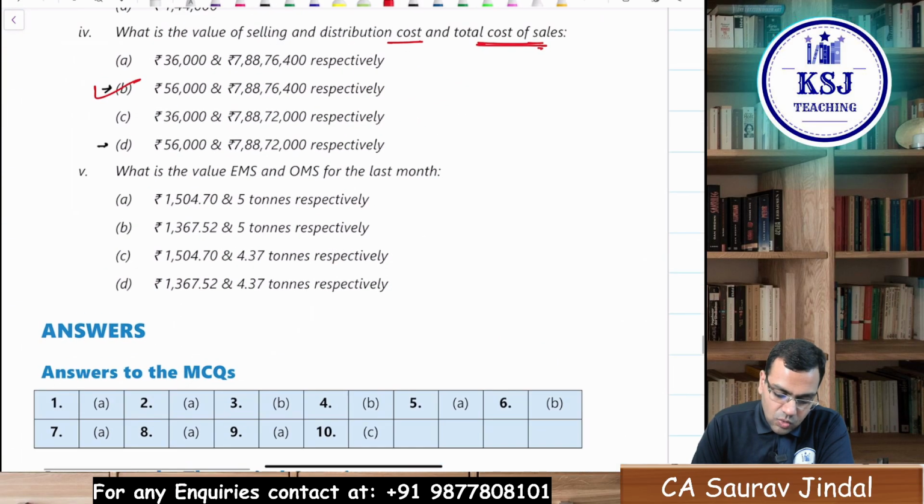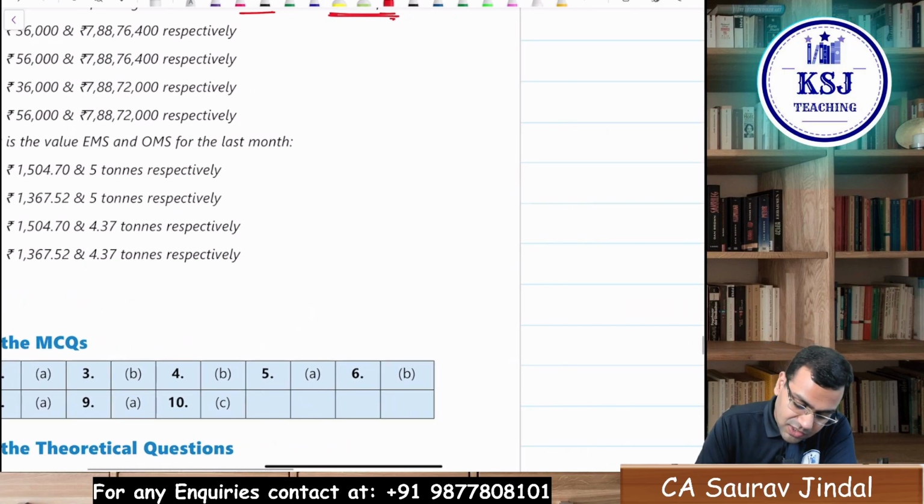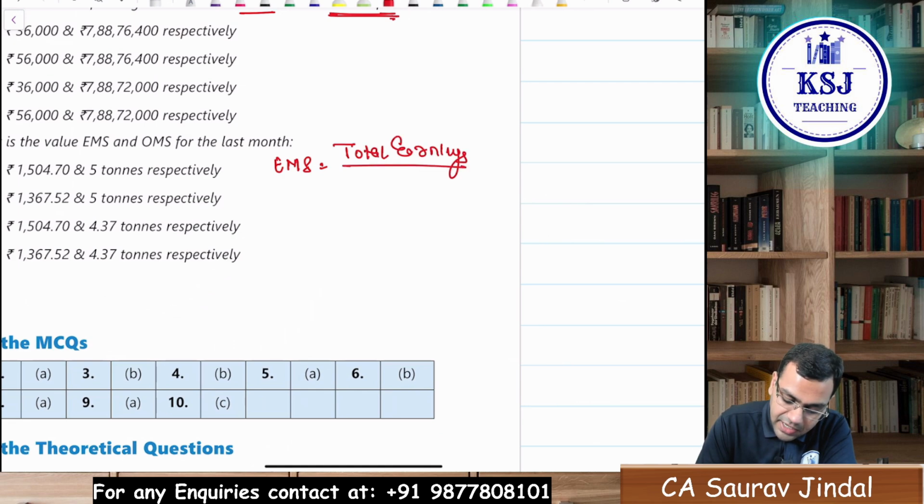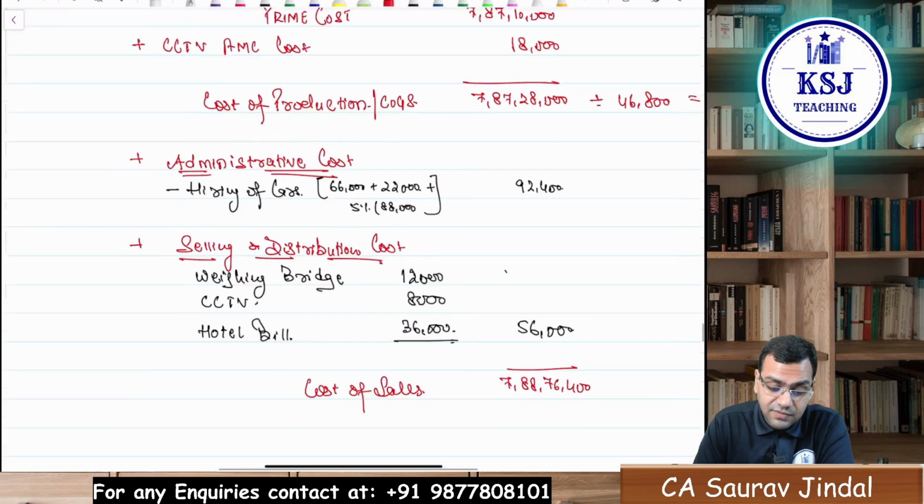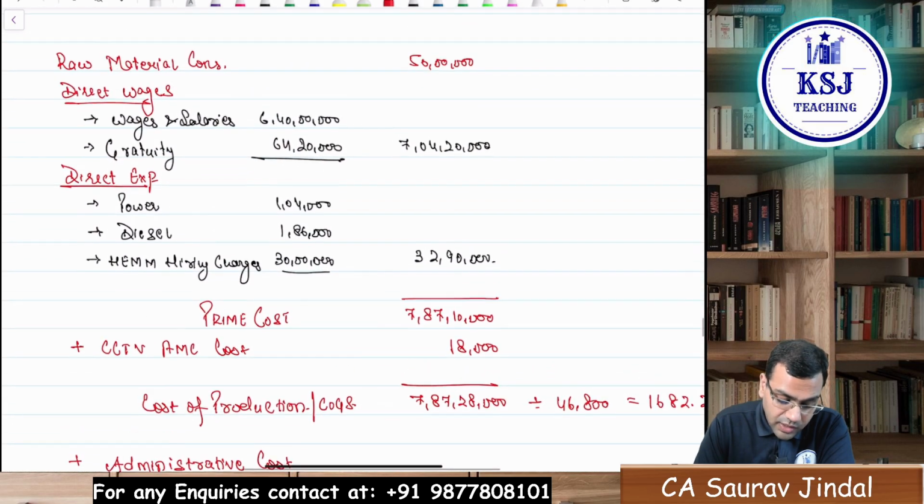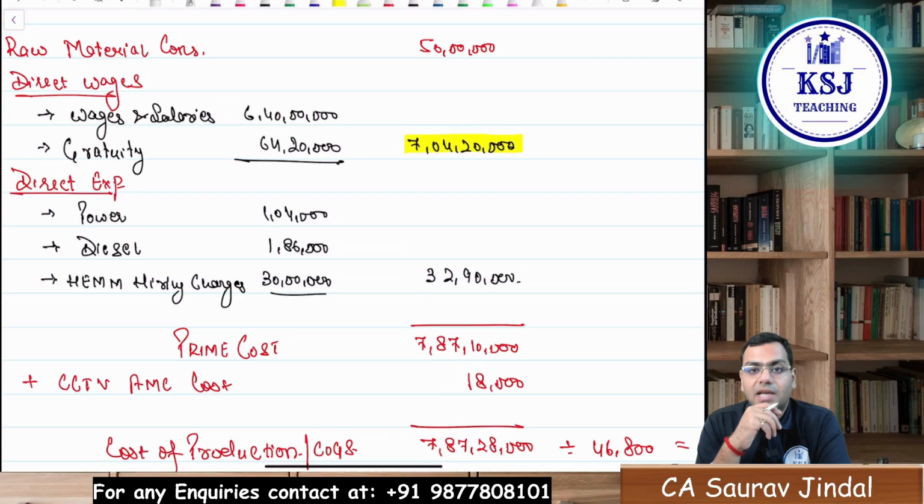Now last is, what is the EMS and OMS for the month? What is EMS? Earnings per man shift. How will you calculate EMS? EMS will be total earnings divided by total man shifts. Isn't it? Total earnings divided by total man shifts. Now what is the total earnings? This is with respect to the labor, so what is the total earnings of the labor?